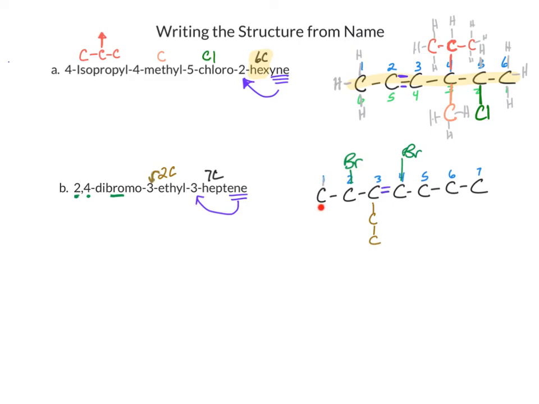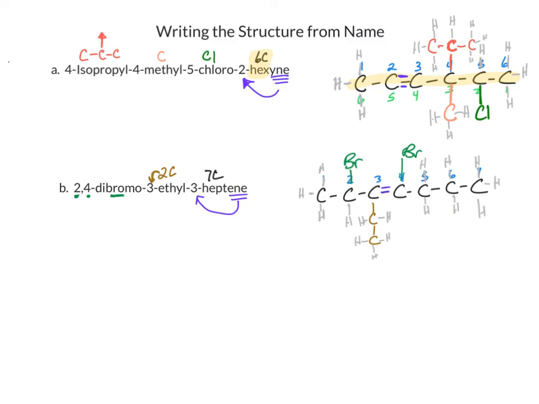Carbon 1 gets 3 hydrogens. Carbon 2 gets 1 hydrogen. Carbon 3 gets no hydrogens. Carbon 4 gets no hydrogens. Carbon 5 gets 2. Carbon 6 gets 2. Carbon 7 gets 3. The ethyl group, the first carbon gets 2 hydrogens, and the one hanging off the very end gets 3 hydrogens. And altogether, that is your 2,4-dibromo, 3-ethyl, 3-heptene.